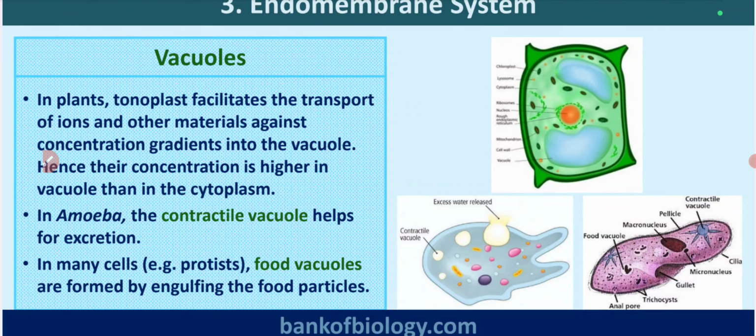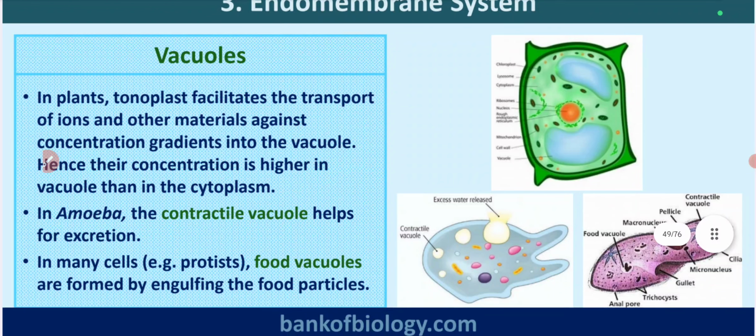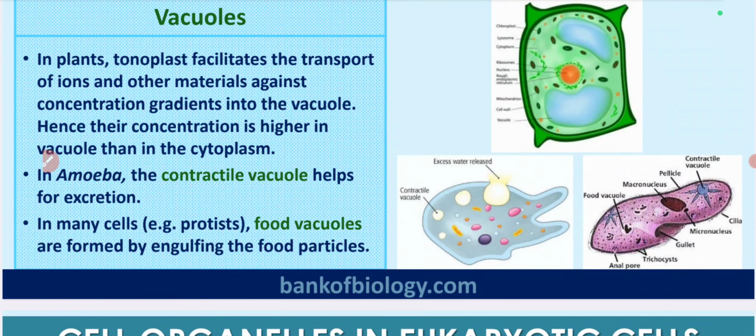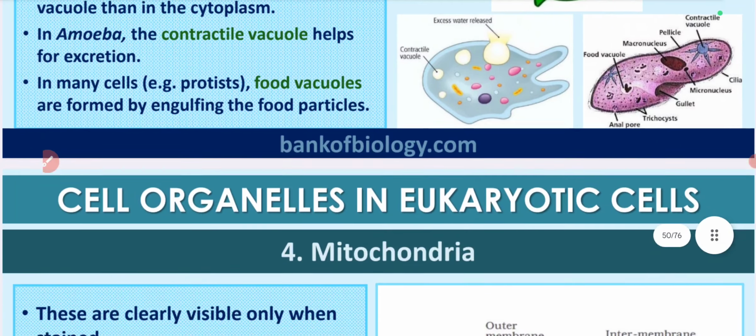Next, in plants, tonoplast facilitates the transport of ions and other materials against the concentration gradient into the vacuole. Hence, their concentration is higher in vacuole than in the cytoplasm. In amoeba, the contractile vacuole helps for excretion. In many cells, for example protists, food vacuoles are formed by engulfing the food particle.